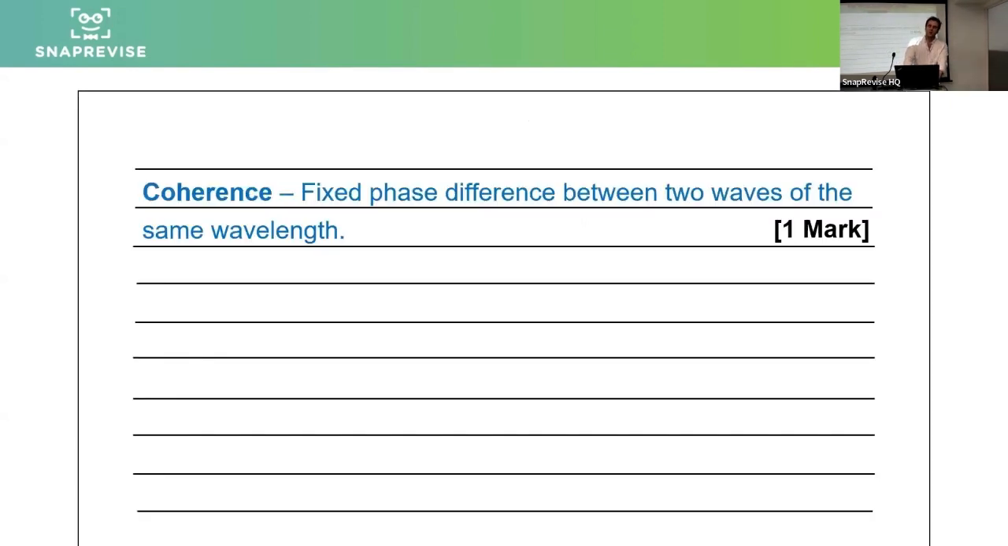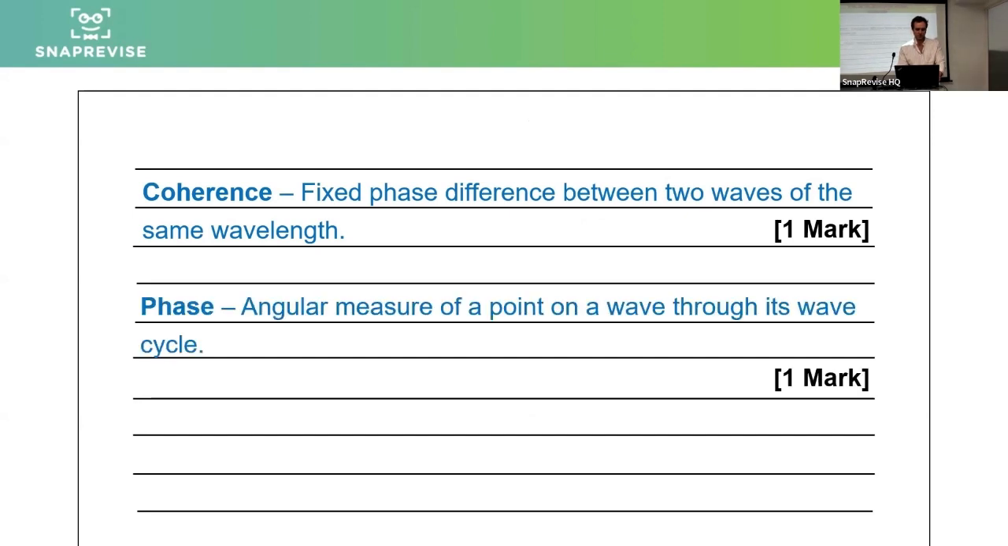Coherence. If two sources are coherent, they have a fixed phase difference. Yeah, that's more or less the definition. Fixed phase difference between two waves of the same wavelength. Phase is an angular measure of a point on a wave through its wave cycle.